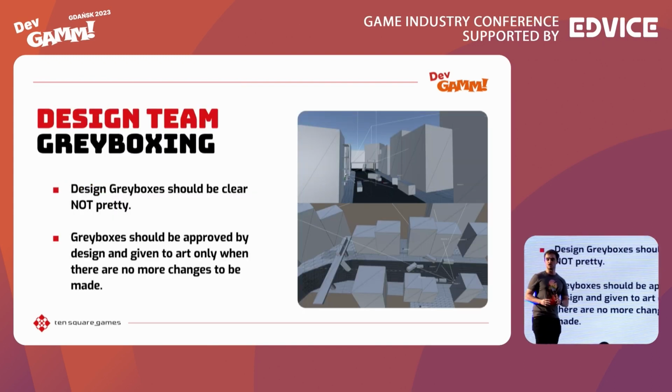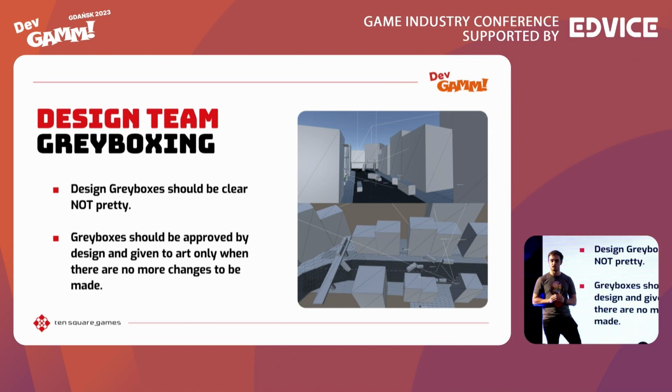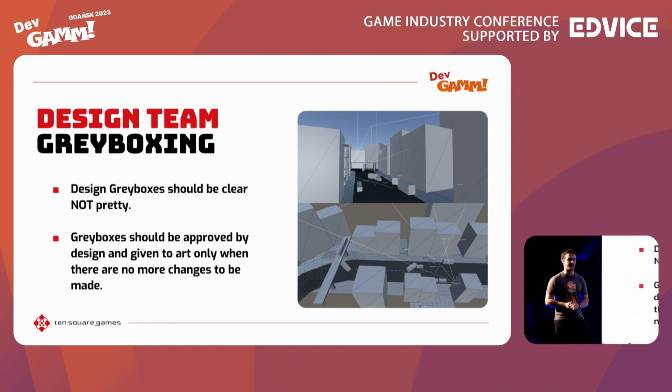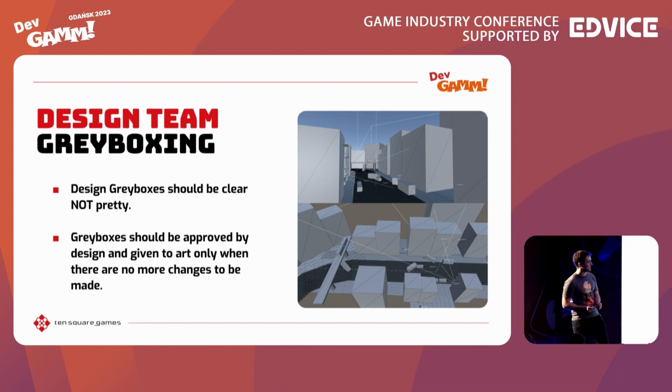So, the first part is gray boxing. Now, what I'm going to describe to you today is an ideal world. So, in an ideal world, design will provide us with a very simple level formed mainly of gray, simple boxes. These boxes are not supposed to be pretty. They are only supposed to represent space and volumes. And this is the very important part: it should only be given to us when it's been approved by design.